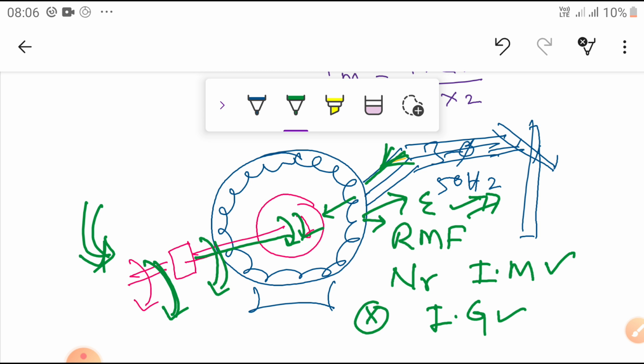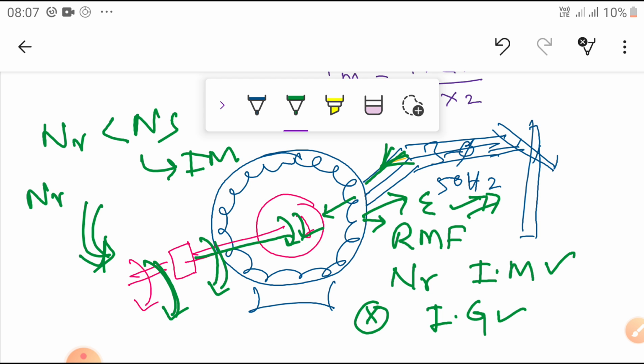How is it possible, sir? Yes, it is possible. In the induction motor, the rotor speed is always less than the synchronous speed. If the rotor speed is greater than the synchronous speed, then it becomes an induction generator. So not only a synchronous machine acts as a generator and motor, an induction motor also acts as an induction generator.